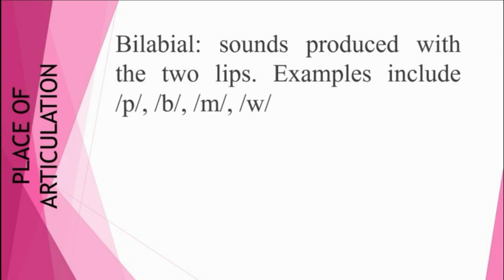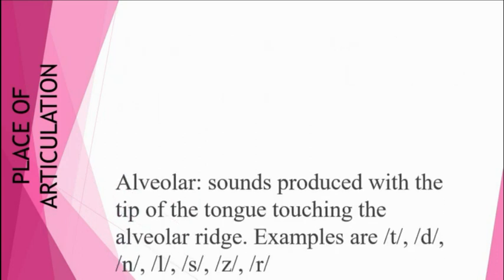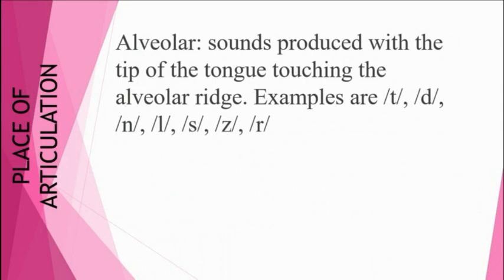So these four sounds are the bilabial sounds in English language. We also have the alveolar sounds. Alveolar sounds are produced with the tip of the tongue touching the alveolar ridge. Don't forget that we have the alveolar ridge in the organs of speech that we discussed earlier. The alveolar ridge is the part of the roof of the mouth that is directly behind the upper teeth. So once you have the tip of the tongue touching that alveolar ridge, you'll be having the alveolar sounds.